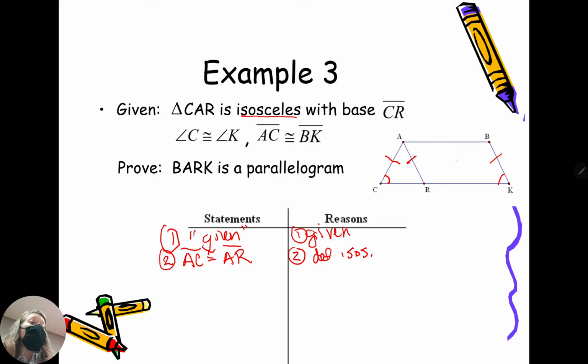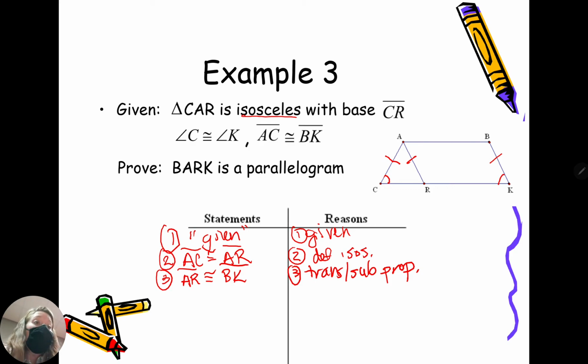Okay, well, we already have it marked in the picture, but if AC is congruent to AR and AC is congruent to BK, we can use substitution or the good old choo-choo train property and get AR congruent to BK, because now we have one thing done in our proof that we are trying to get to. So AR is congruent to BK by a transitive or substitution property. Either one will work here, right?